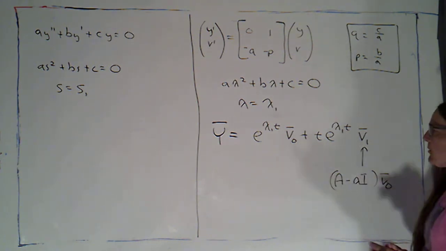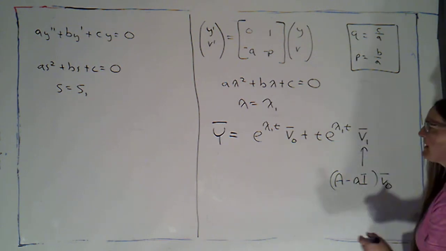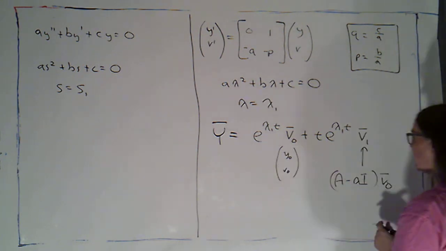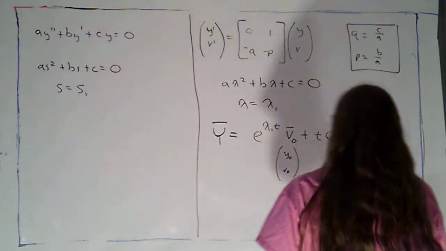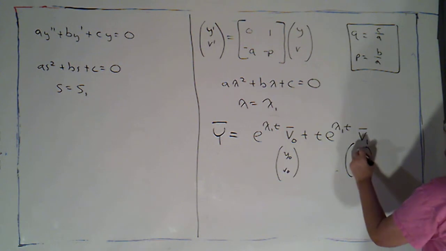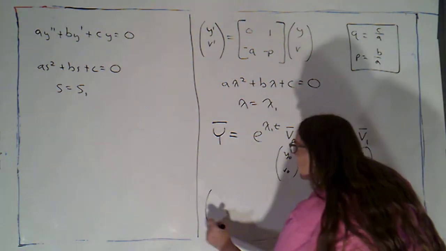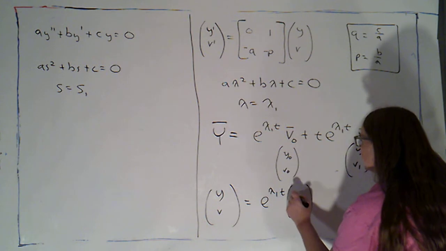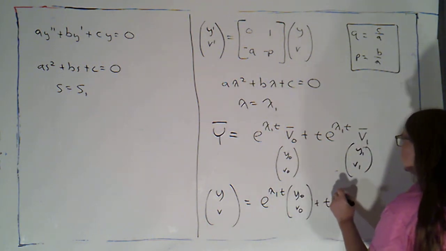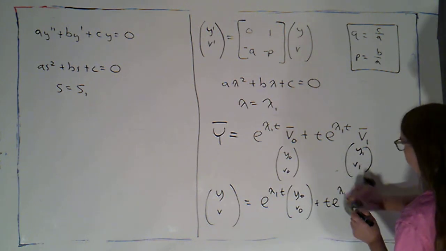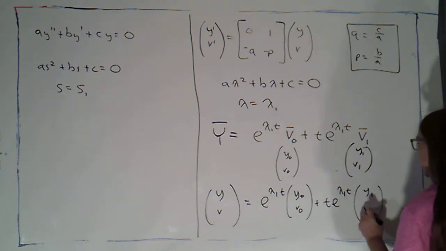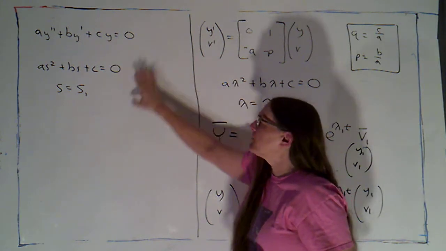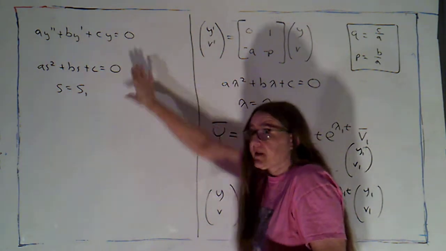Okay. So I want to just take a look at what that means. I'm going to call v naught, (y naught, v naught), and for v1, let's call that (y1, v1). So what we're getting then is (y, v) is equal to e to the lambda 1 t times (y naught, v naught) plus t e to the lambda 1 t times (y1, v1). Now, if I'm trying to solve this, I'm just looking for y. Of course, once I know y, if I wanted to know v, I would just take its derivative and then I would have v. Okay.